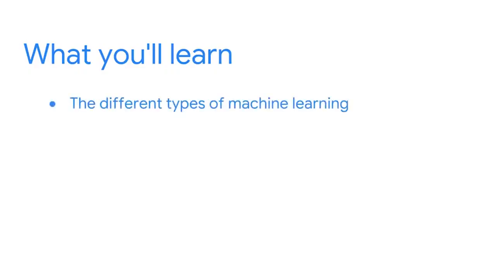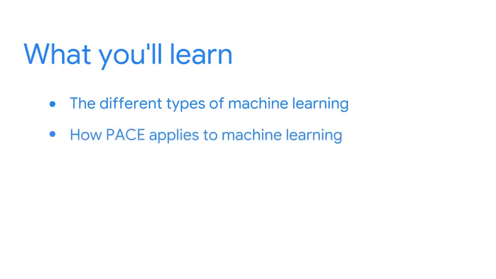First, you'll learn the different types of machine learning, like supervised and unsupervised learning. Then, you'll learn how to implement some of them. Each type will be broken down by its characteristics so that the uses and purposes of each type are clear. Next, we'll consider another perspective of the data science workflow and discover how to apply PACE to machine learning.